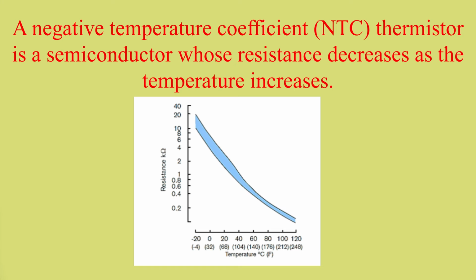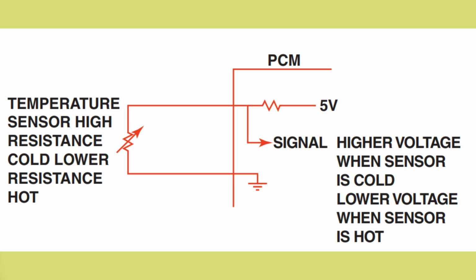A negative temperature coefficient thermistor is a semiconductor whose resistance decreases as the temperature increases. In other words, the sensor becomes more electrically conductive as the temperature increases. Therefore, when a voltage is applied, typically 5 volts, the signal voltage is high when the sensor is cold because the sensor has a high resistance and little current flows through to the ground.